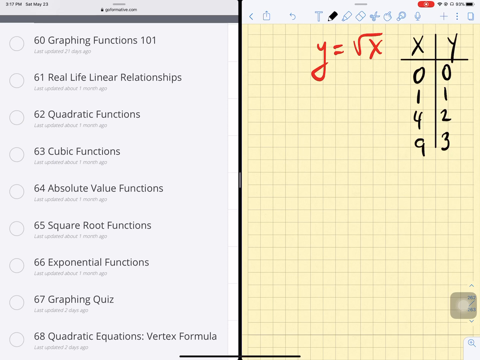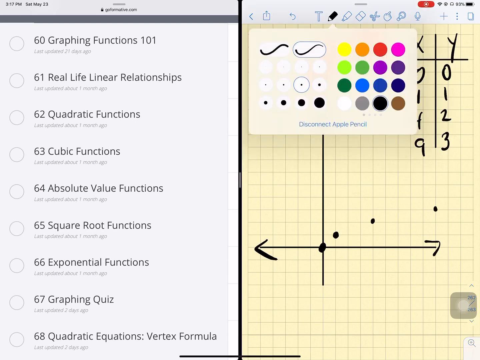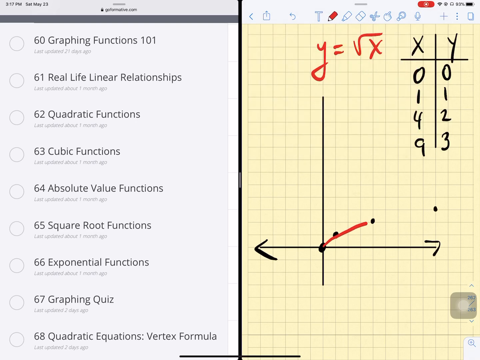So when I'm graphing this, what does the graph look like? It looks like 0, 0, 1, 1, 4, 2, 9, 3, and then you're just going to curve this and follow those points. It's going to go on forever.